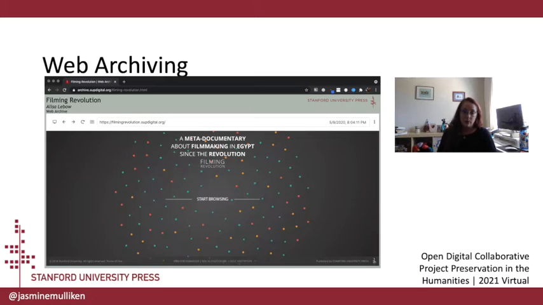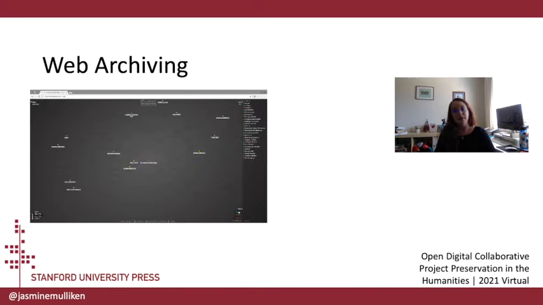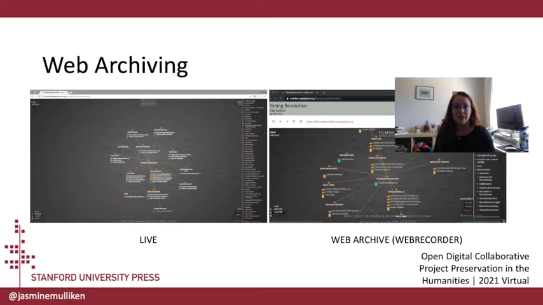So here's an example. At SUP, we are creating web archives of all our digital publications so that when a live web project starts breaking, we can roll over to an archived version. And here I'm showing a live version of Filming Revolution by Elisa Lebo. And here is the web archived version.